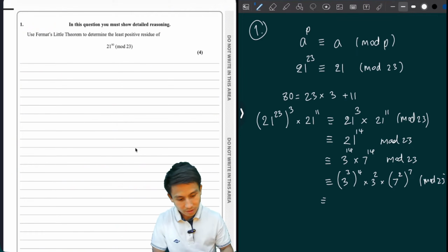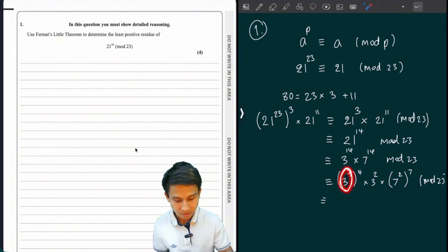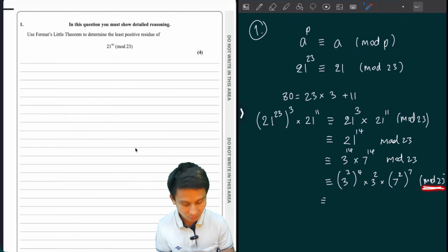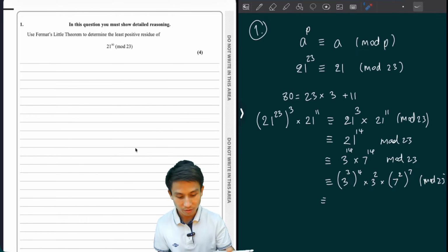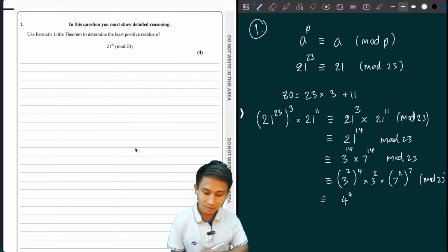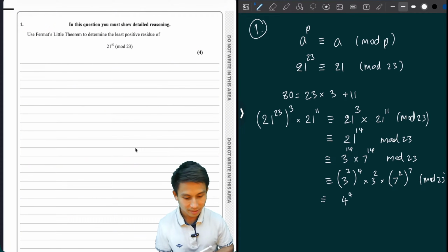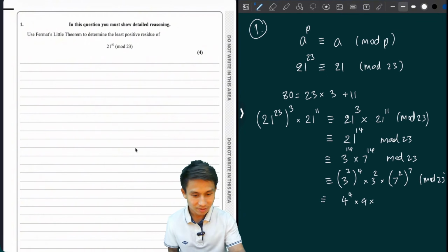So, we find the remainder from dividing 27, which is 3 to the power of 3, by 23. What is the remainder there? The remainder is 4, right? So the remainder of that term would become 4. So it's 4 to the 4 instead. All right, 4 to the 4 instead. And this will just be 9, right? So I'm just going to keep it as 9 for the time being.